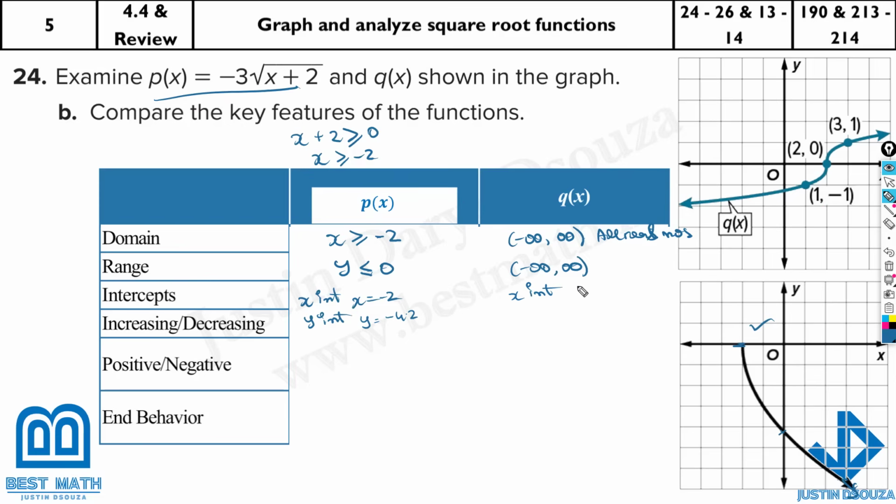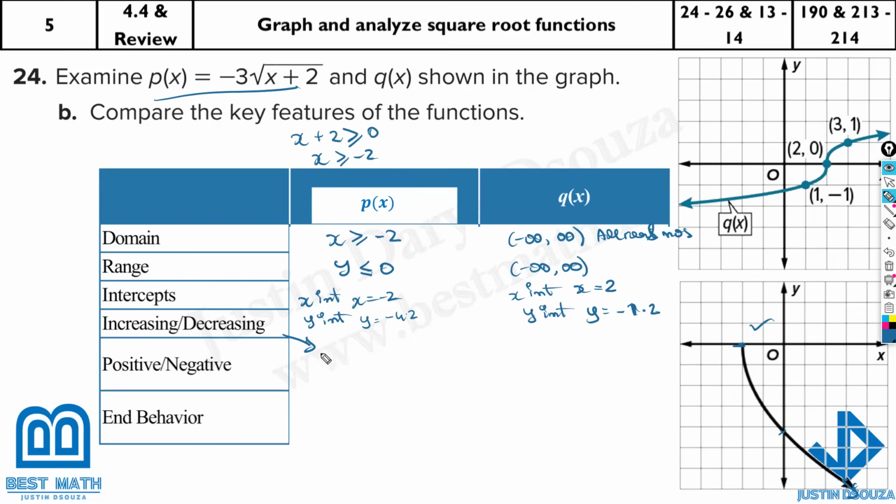X-intercept at x is equal to 2, positive 2. And y-intercept will be y equals minus 1.2. That's fine. It's approximately, you're assuming it. That's absolutely okay.